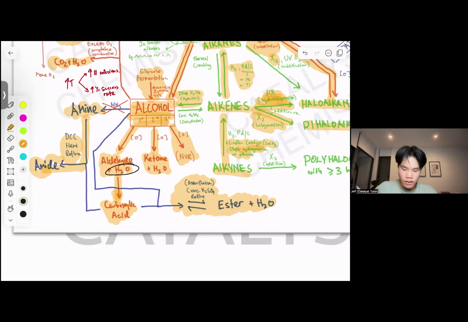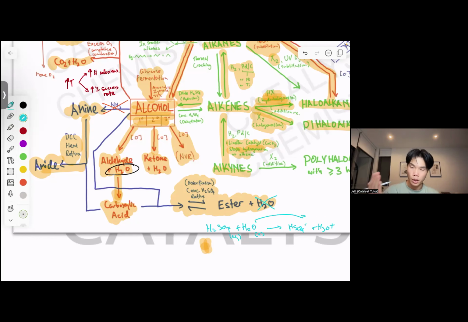Then it also acts as a dehydrating agent because H2SO4 reacts with water, acting as a Bronsted-Lowry acid. It'll make HSO4 minus plus H3O plus, turning water into H3O plus, and hence taking H2O out of the system. Because esterification is a reversible reaction, an equilibrium system, you can shift the equilibrium right to increase your yield of ester, and that's why we use it as a dehydrating agent. It's the same thing as the dehydrating agent in alcohols as well, because that's also a reversible reaction all the way back up here.